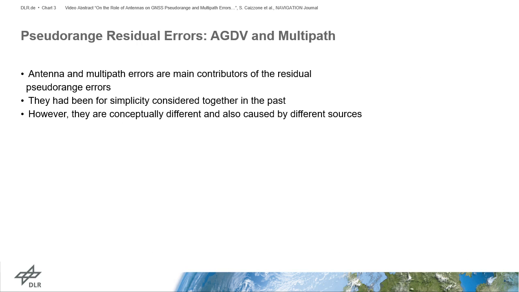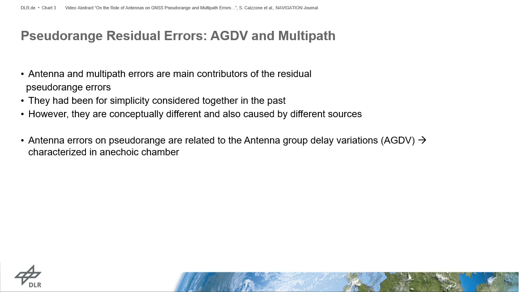Antenna and multipath errors are main contributors of the residual pseudorange errors. They had been, for simplicity, considered together in the past. However, they are conceptually different and also caused by different sources.